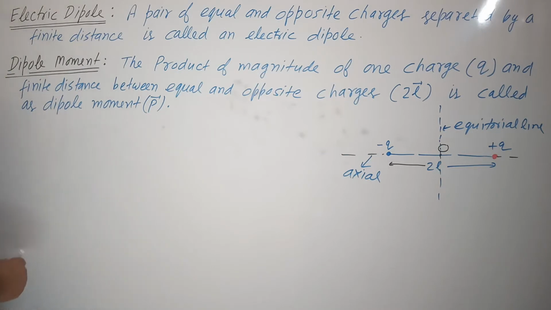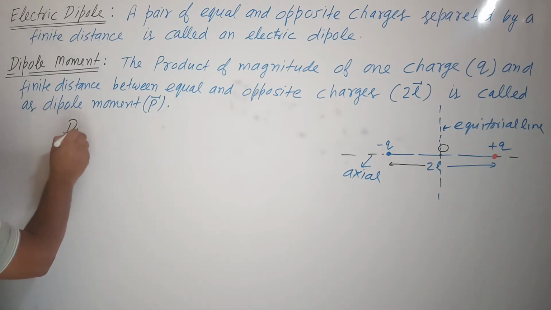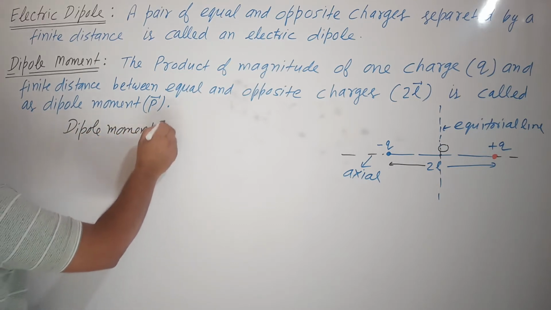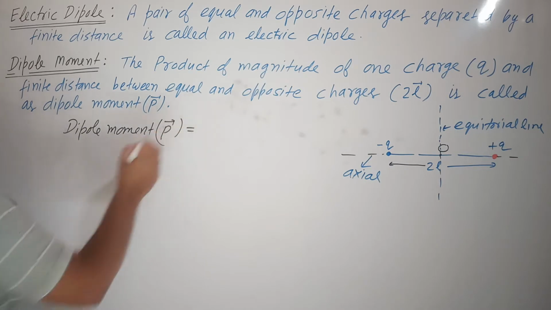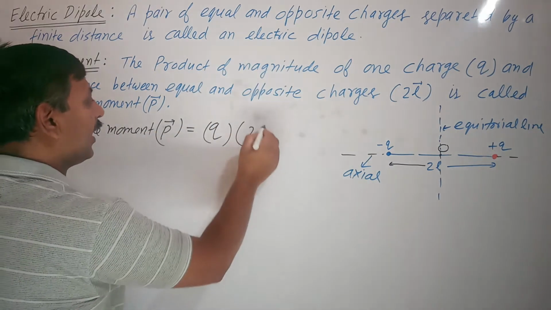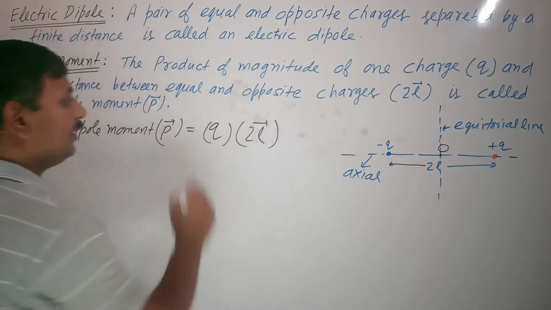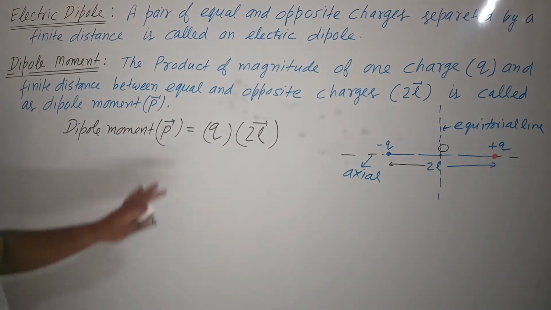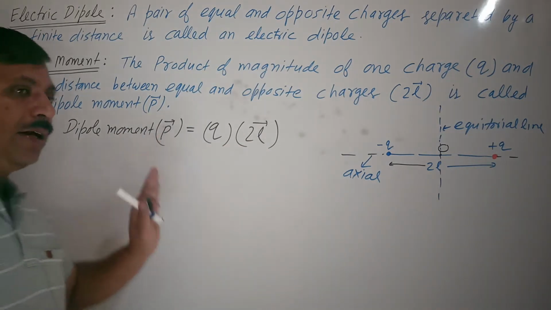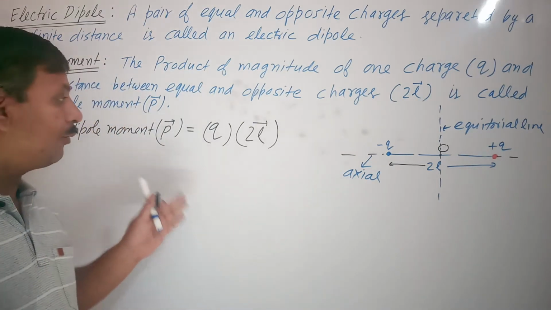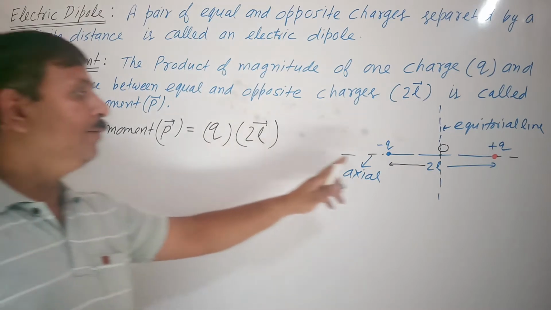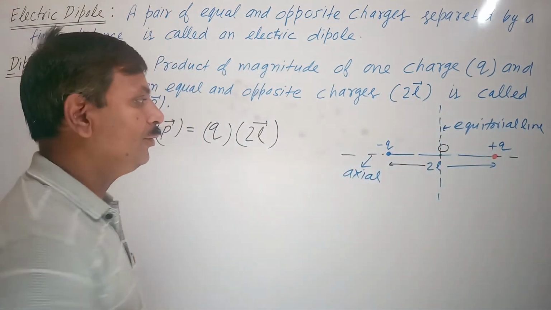So the dipole moment of an electric dipole is defined as the product of one of the charges and the distance between the two charges. P is equal to q into 2l. Here you can see dipole moment is a vector quantity. So what will be the direction? The direction of this 2l is from the negative charge to the positive charge.